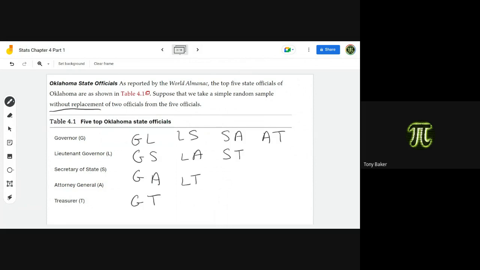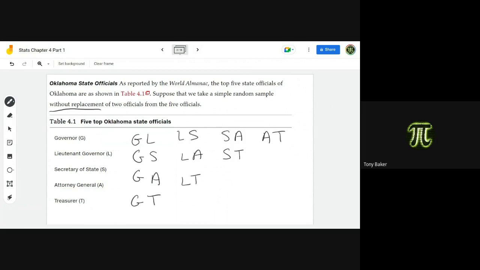Since these are actual titles, order doesn't really matter. So governor, lieutenant governor, and lieutenant governor, governor would be the same thing. We don't have to worry about that. If we were taking people and then placing them in positions, say we had 10 random people and we were picking 2 people and assigning stuff to them based on where we chose them, then order would matter, and those 2 would be different things.